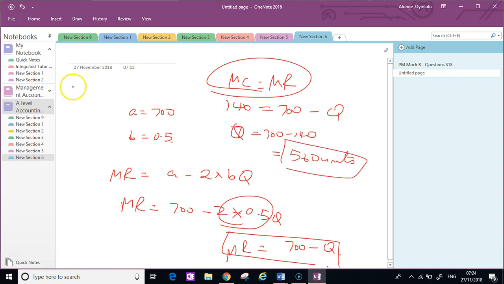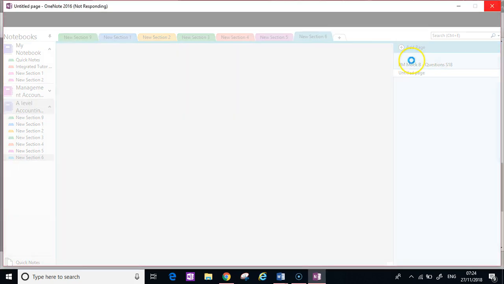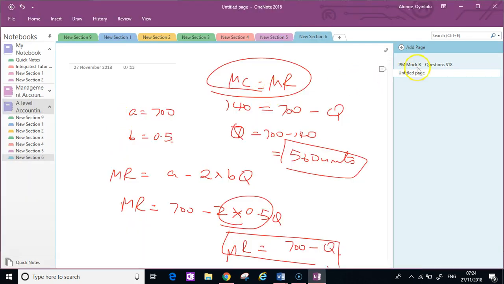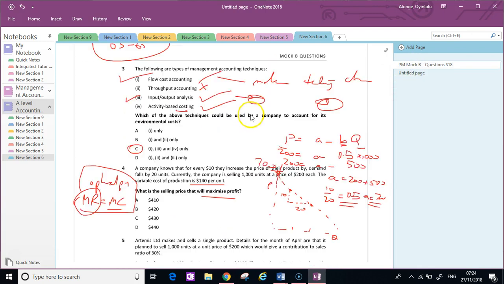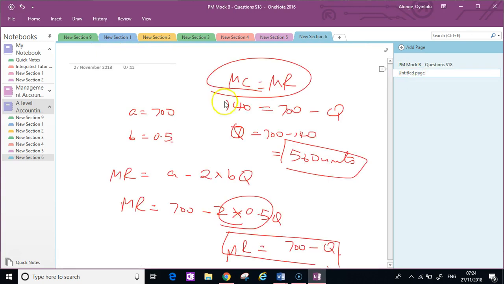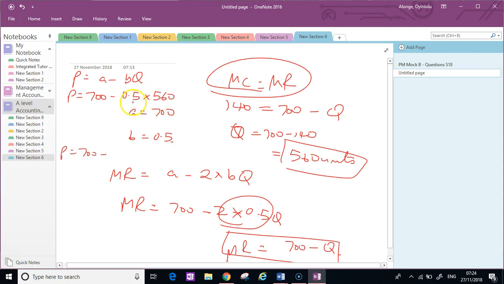So all I have to do is go back to the question, which says, what price should we sell this at the optimal point? So let's open up my question sheet. The question says, what's the selling price that will maximize profit? And I know P is equal to A minus BQ. So I'm looking for P. I know A is equal to 700, B is equal to 0.5, and Q is now equal to 560. So P is equal to 700 minus 0.5 times 560.